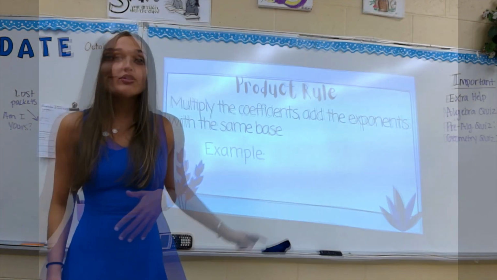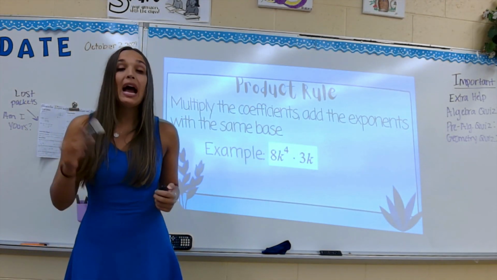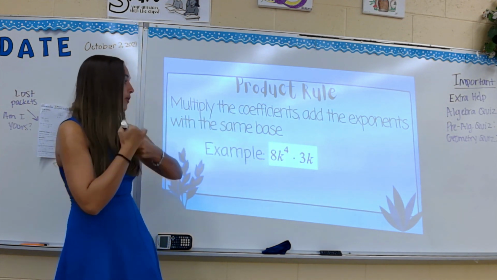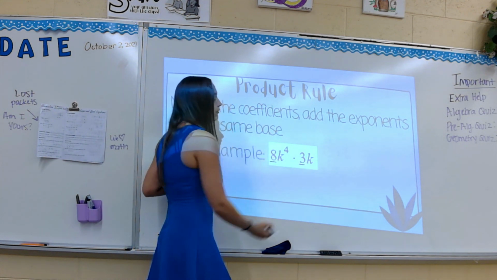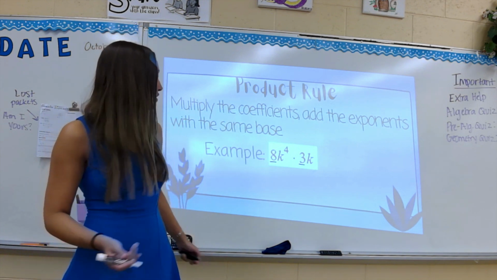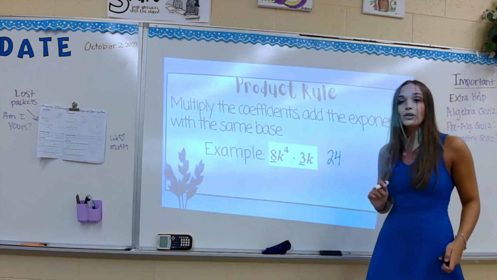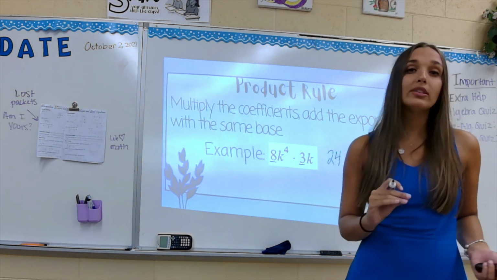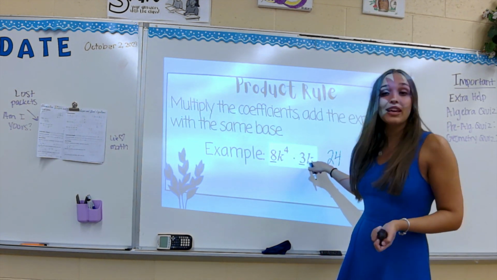So for example, we have 8k to the fourth times 3k. Our explanation up here tells me to multiply the coefficients. The coefficients are the numbers in front of the variables. So I have my 8 and my 3. I'm going to do 8 times 3, which is 24. So I have 24 there. Then I have to add my exponents, but only the ones of the like bases. So I have k and k, so they have the same base.